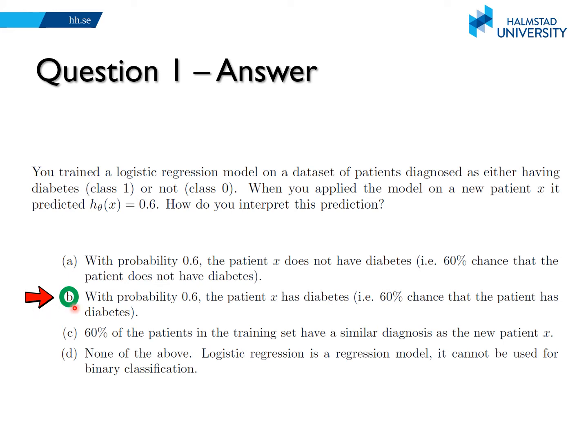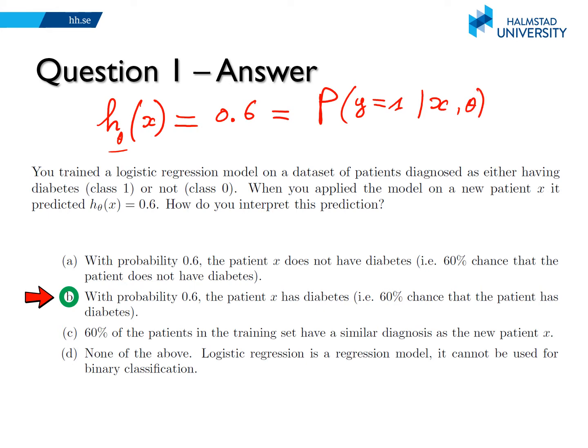The answer is B. So the estimated probability that the patient X has diabetes is 0.6. So the output of a logistic regression model, which depends on parameters theta, when we say that this is equal to, for example, 0.6, then this is the probability that the predicted class is 1 given the patient X, and also the parameters vector theta.